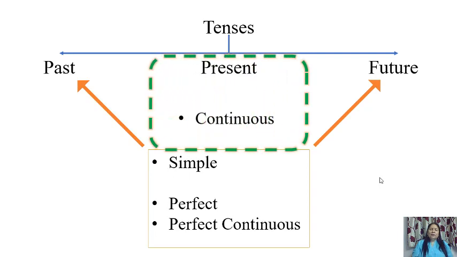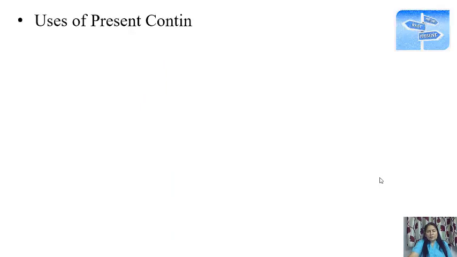Okay? Now, in simple present tense you studied that we use this tense to express actions that happen regularly. And in present continuous we express actions which are happening at the moment, which are in progress. Look at the name, continuous and present. By looking at the name you can very well understand that at present something is continuing, something is in progress. That is called present continuous. So let's look at the uses of present continuous tense.